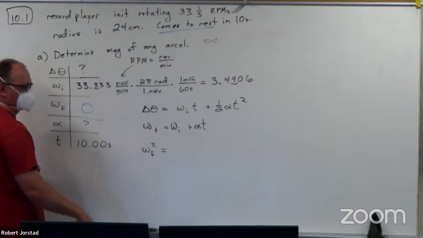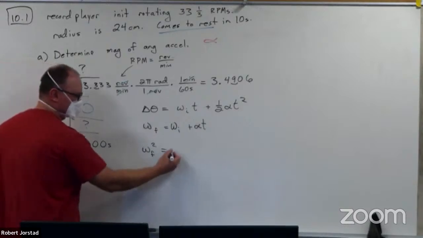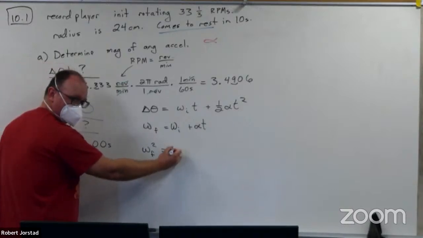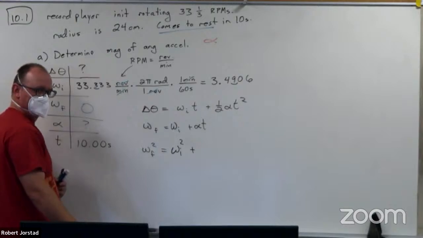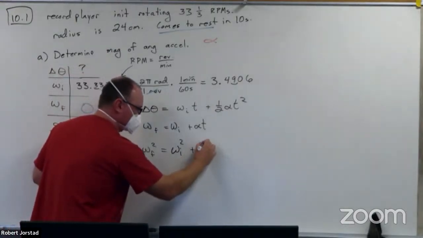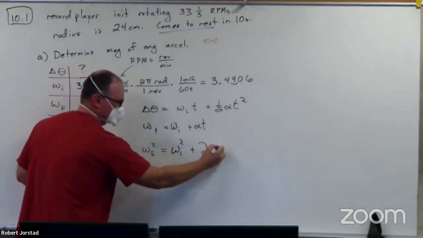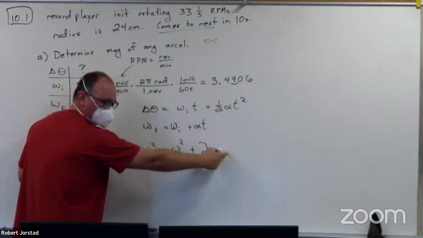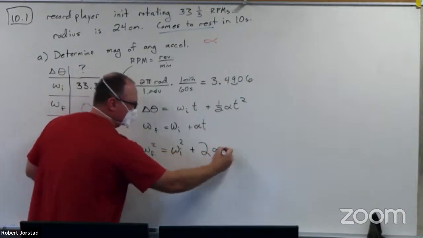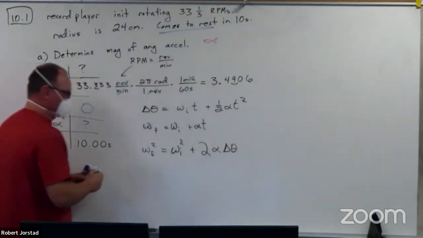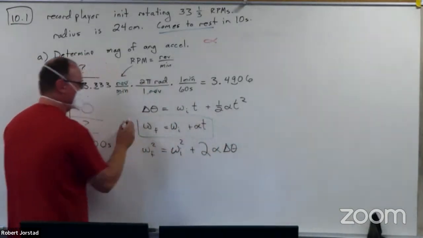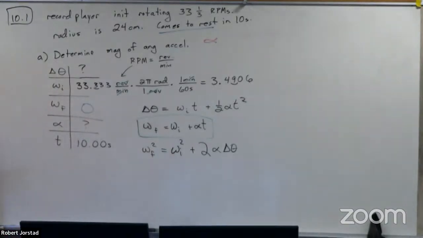Omega final squared should equal, v final squared becomes omega initial squared plus 2ax becomes 2 alpha. What's the equivalent of x? Theta. Got it? So we're going to snag this one. That gets the job done. Okay, let's crank it out.